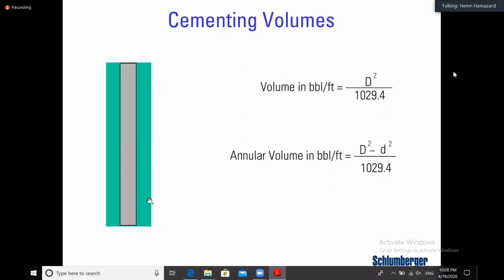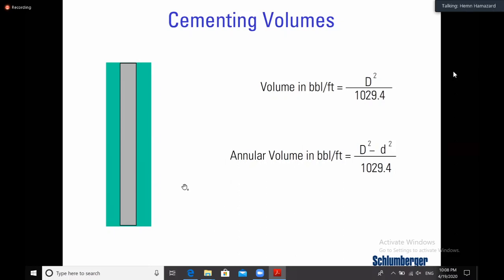How do you calculate for each 1 meter? If it's an annulus, that means between two things, two sizes. You take the ID of the outer or bigger, squared, minus the OD of the inner, squared, divided by 1029.4. This is a conversion factor used in the field. It gives you barrels per foot, and then you multiply by 3.281. It gives you barrels per meter. So that's very, very basic. For example, if this is an 8.5 hole and this is 7-inch casing, you say 8.5 squared minus 7 squared, divided by this number, times 3.28. It gives you barrels per meter.